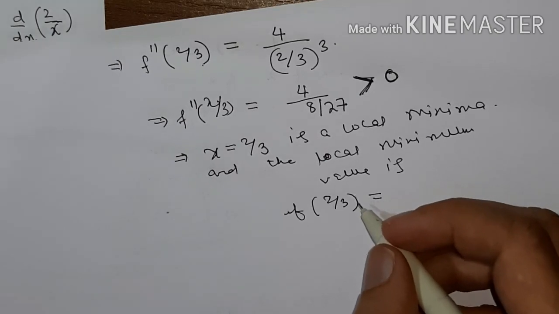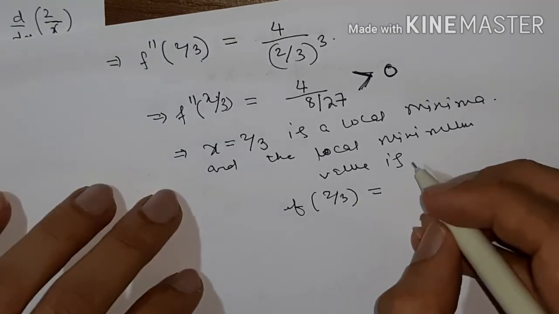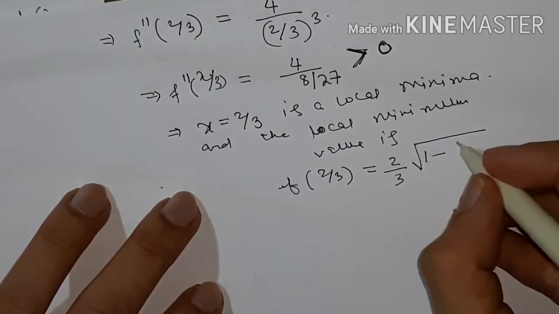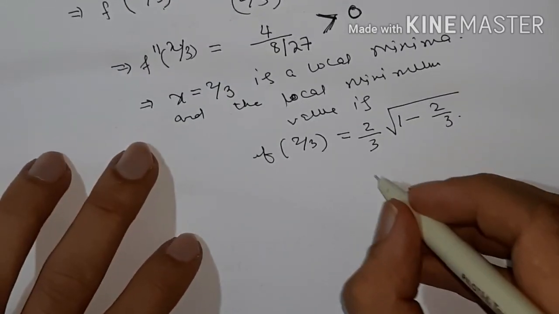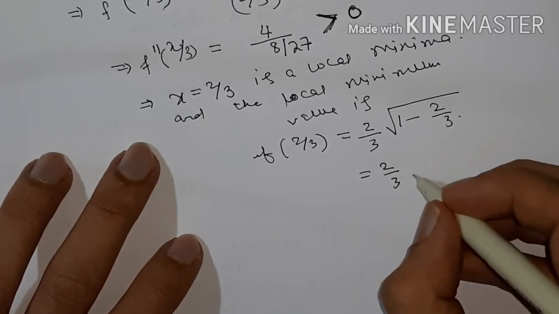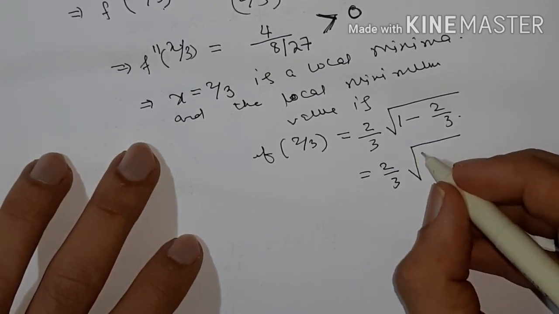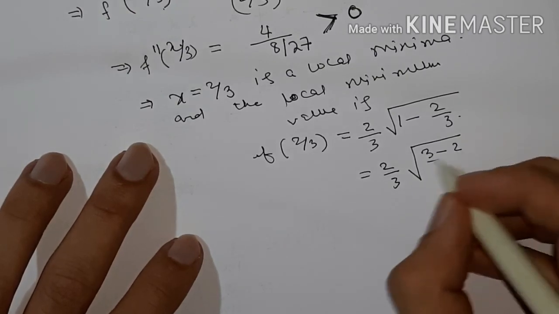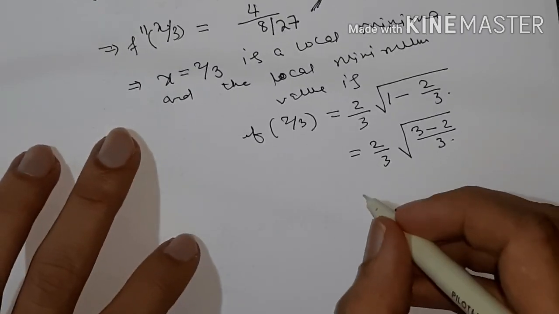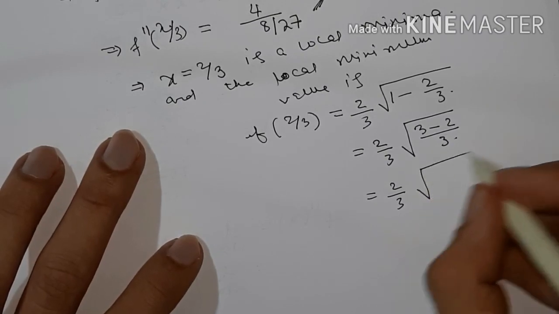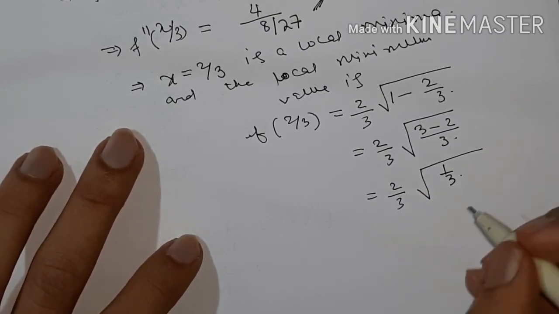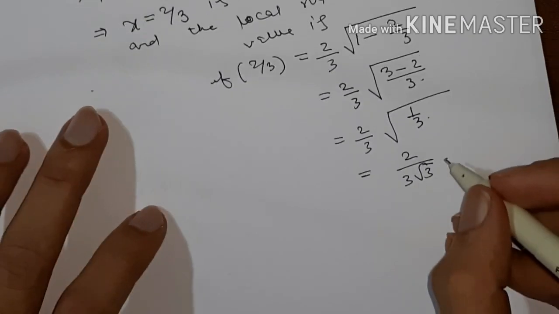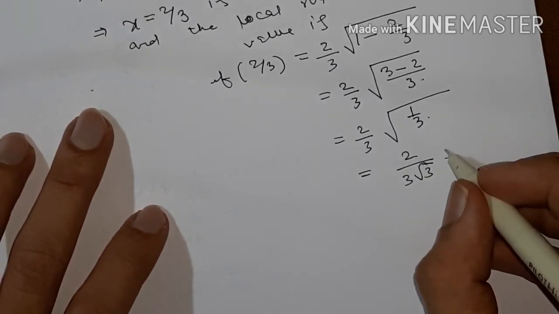Now the definition of the function is x root of 1 minus x. So 2 by 3 root of 1 minus 2 by 3, right? So that is 2 by 3 root of, here we can take the LCM. The LCM is 3, so 3 minus 2 divided by 3, right? So 2 by 3 divided by 1 by 3. So 2 by 3 root 3 you will get.